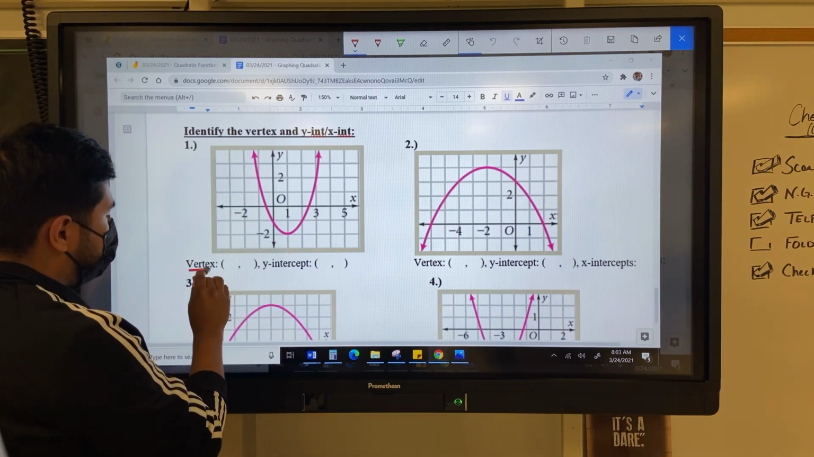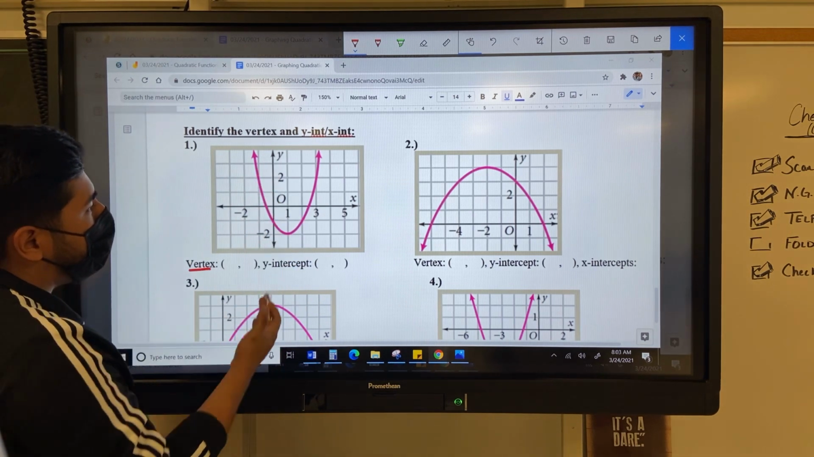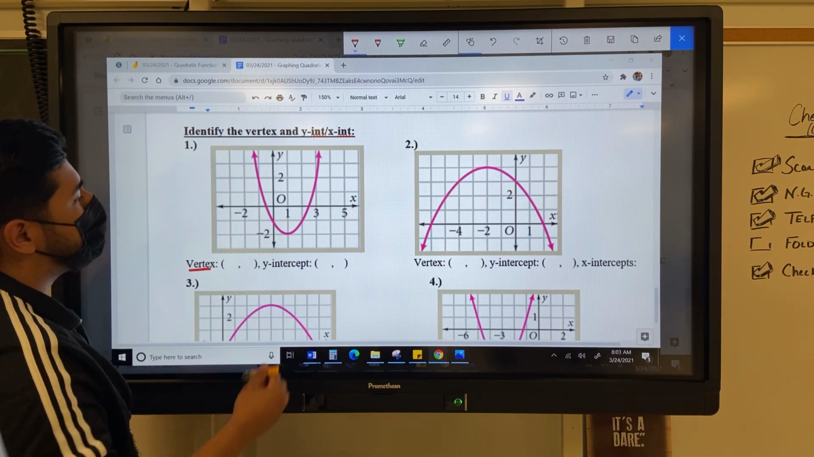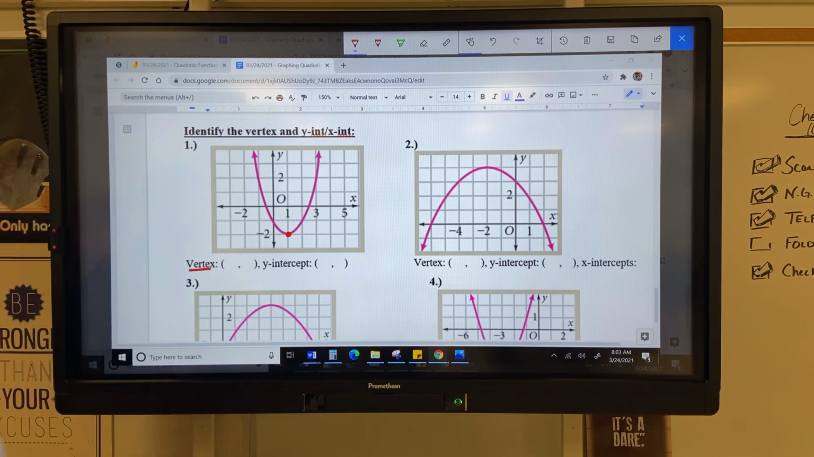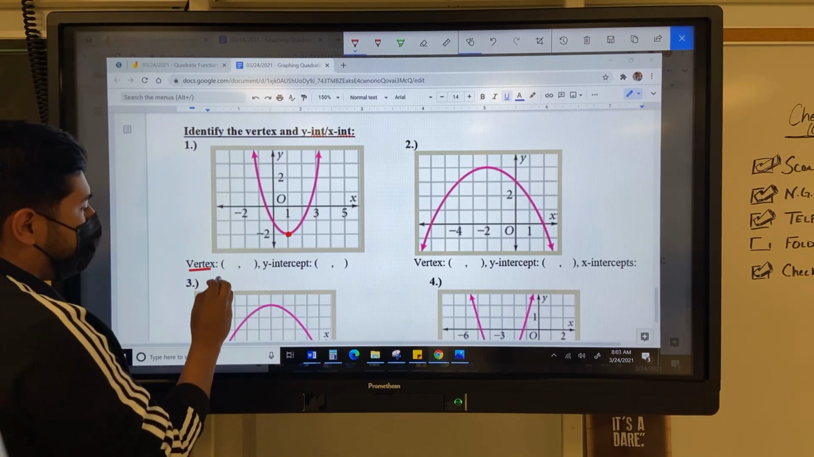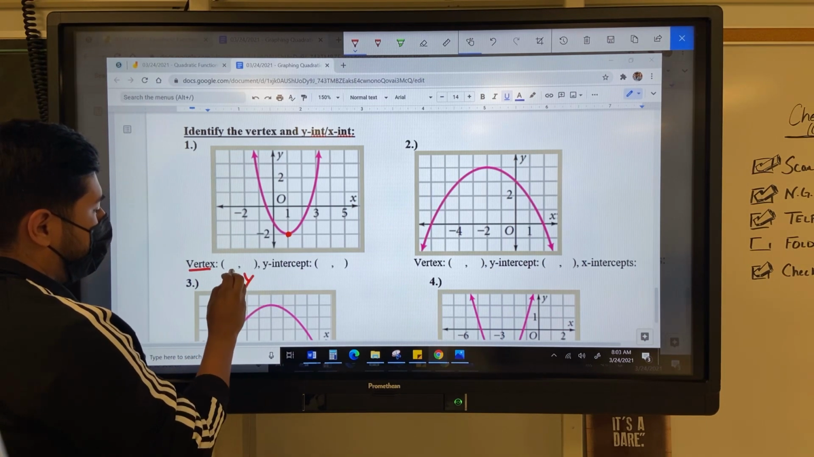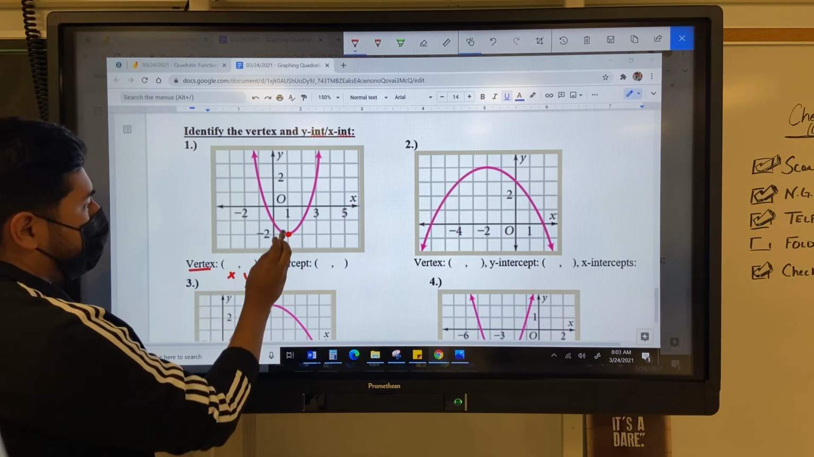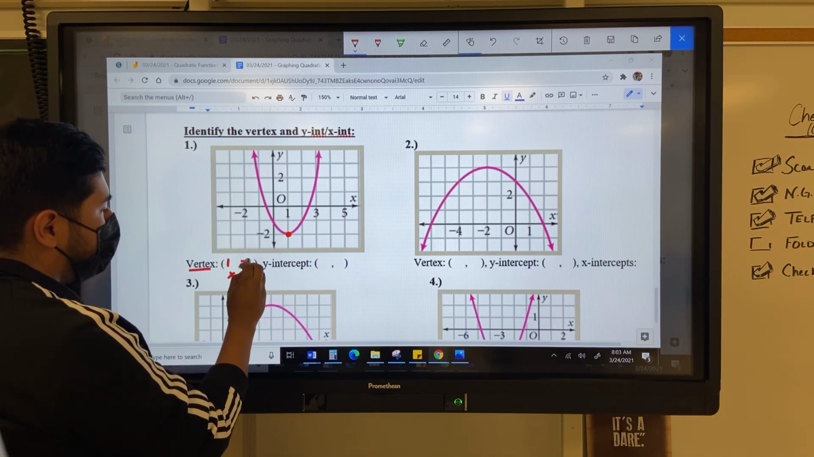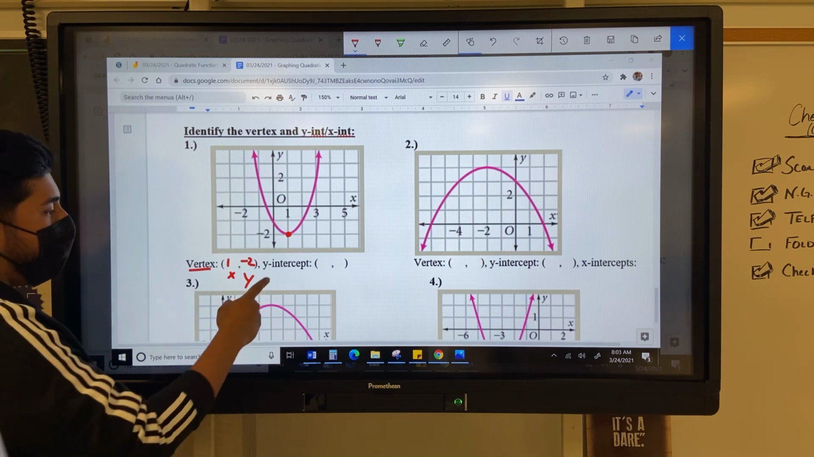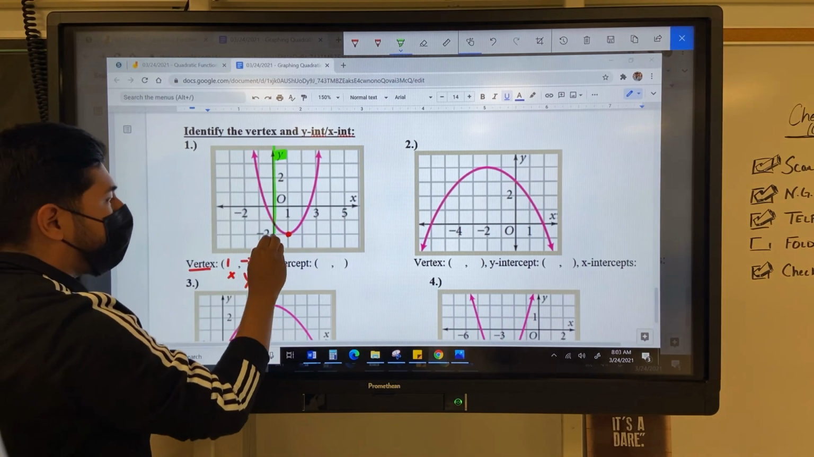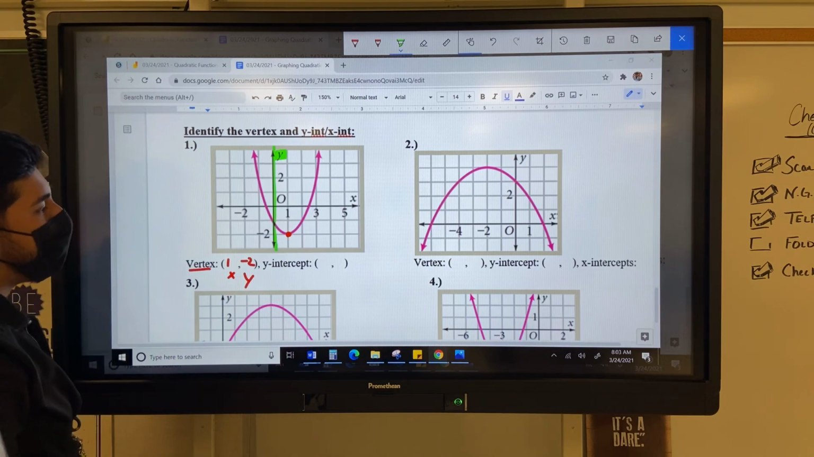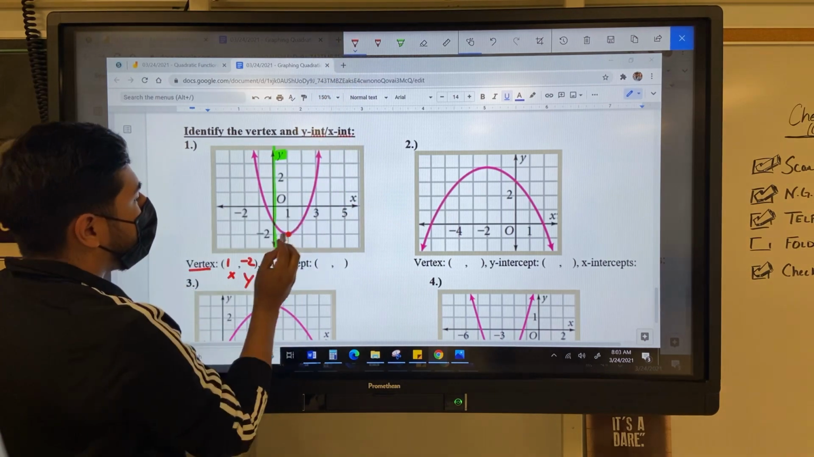Right here, the vertex. Okay, so what is this, a low or high point? Should be able to say, okay, I know the bottom of the curve is down here. That is my vertex. What's the coordinate? Make sure you do x and then y. We got 1, -2. Y-intercept, when is it crossing my y? When did my parabola hit the highlighter? Boom.